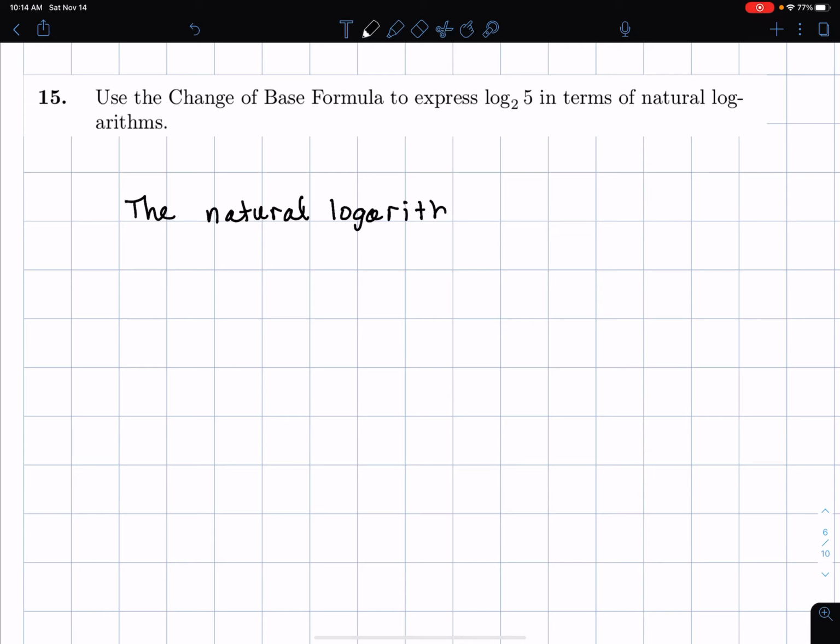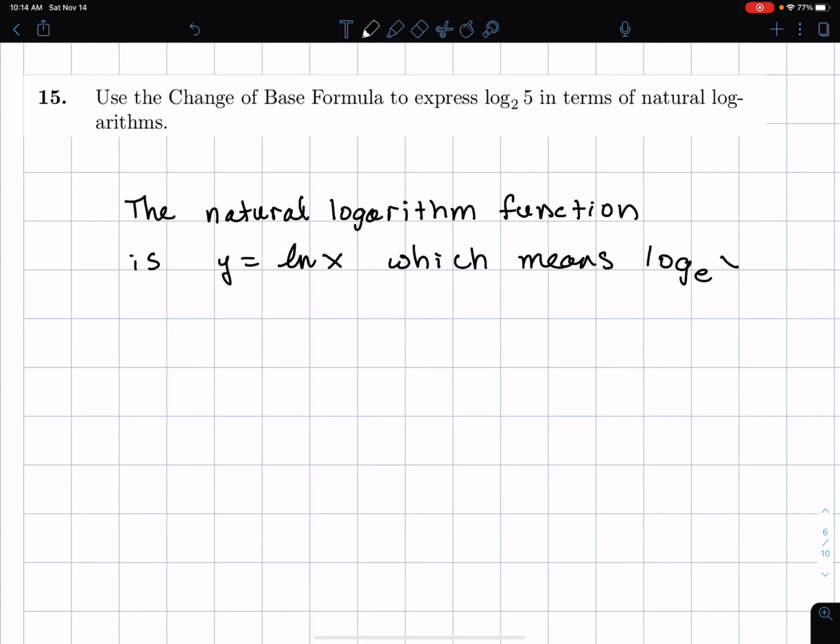function is y equals ln x, which means log base e of x, where e is a constant, which is around 2.7. I mean, it's an irrational number, so it goes on forever. And this is the go-to. This is the standard one in science and math and business, I think, is the common log. But maybe in computer science they use log base 2.